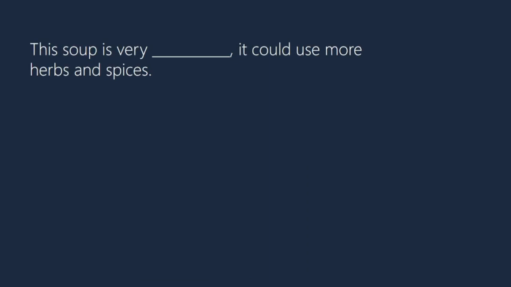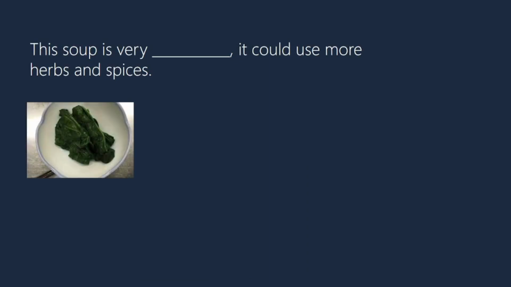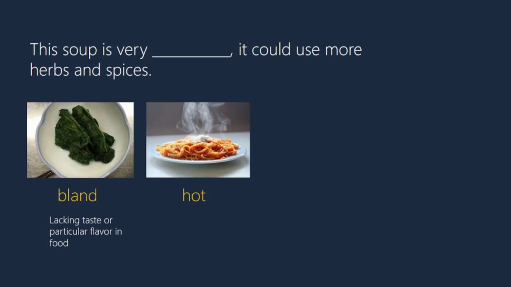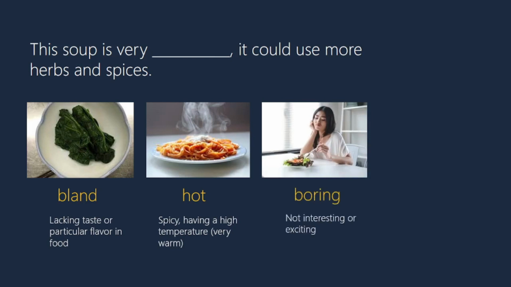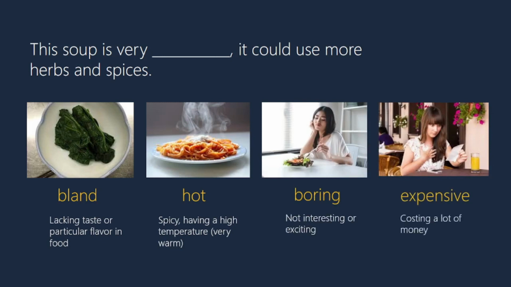So coming back, the soup is very dash. It could use more herbs and spices. So the options we have for this one are: bland, meaning lacking taste or particular flavor in food. When the food is bland, it's tasteless. Hot, spicy, having a high temperature, very warm, so it can have 2 different meanings. Spicy means when the food has lots of chili in it, and high temperature when the food is hot. Boring, that's very obvious, not interesting or exciting. And expensive, costing a lot of money.